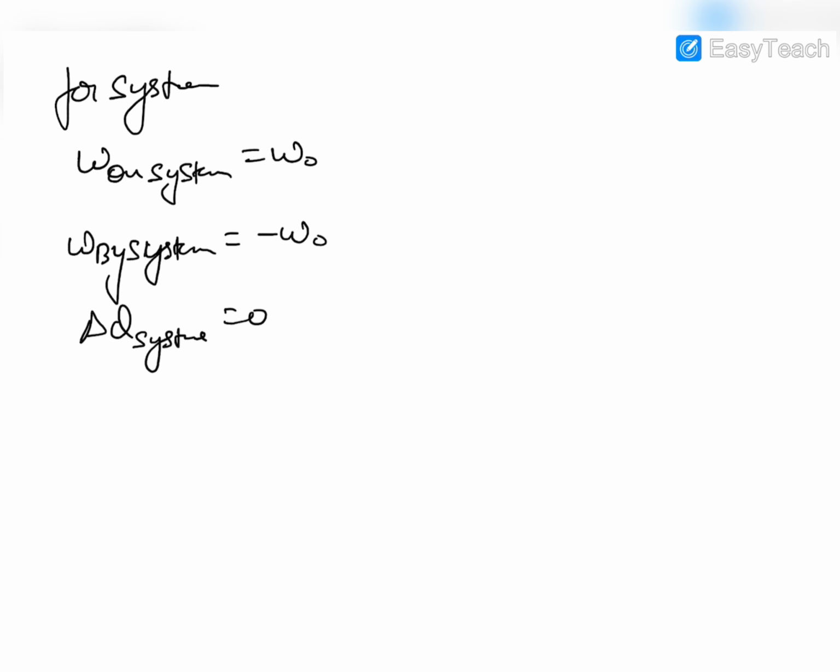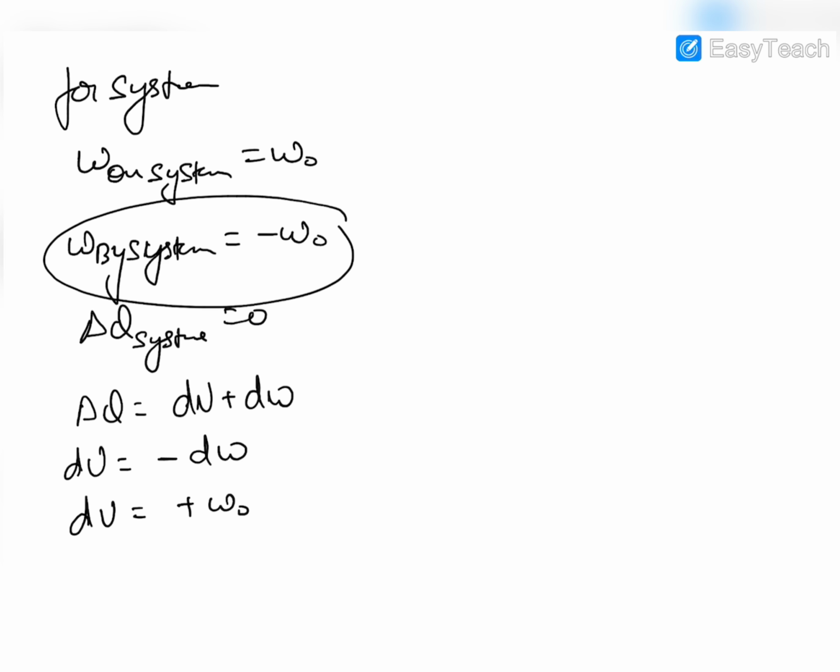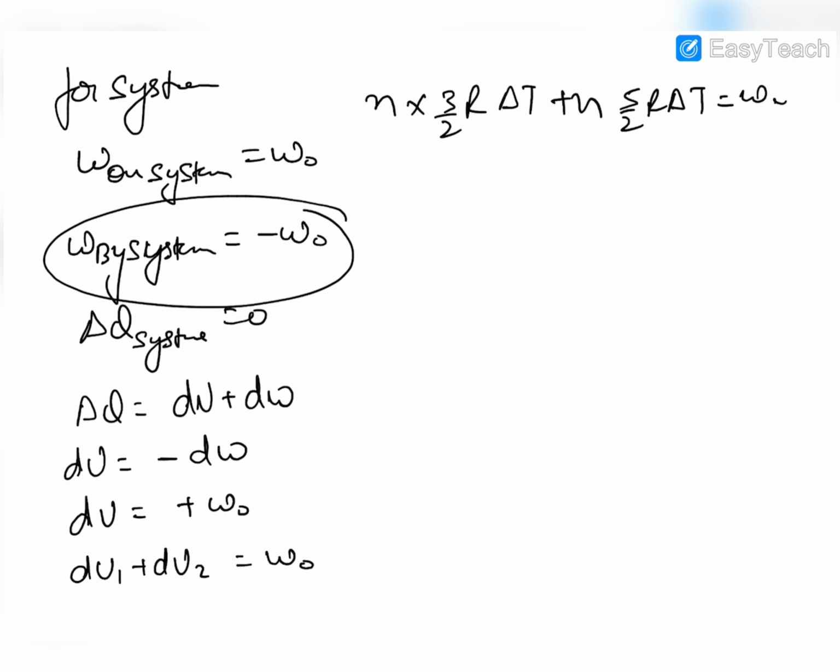So for the complete system, we can apply delta Q is equal to dU plus dW, and dU will be equal to minus of dW, and dU will be equal to plus W naught because dW is minus W naught, and dU will be dU1 plus dU2, that is equal to W naught. Now the number of moles are the same, n, and for the argon Cv is 3 by 2 R delta T, and for the hydrogen gas it is 5 by 2 R delta T, and that would be equal to W naught.